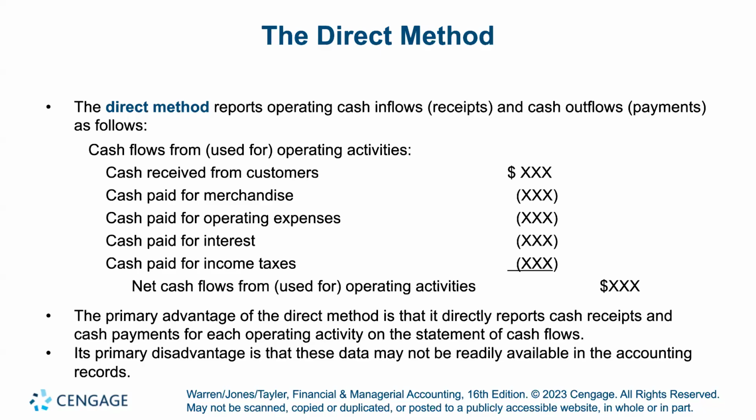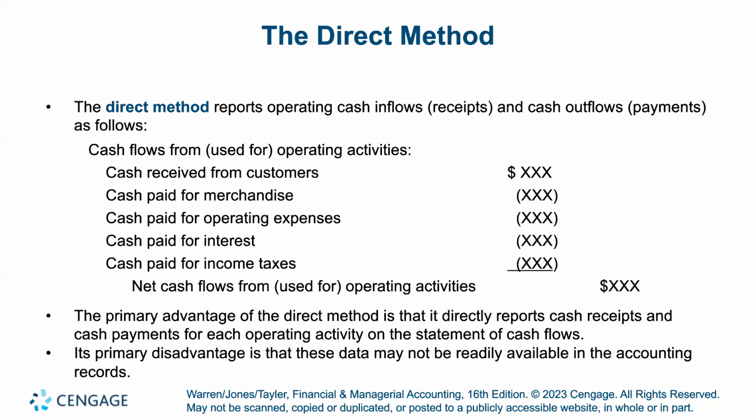So this is why it's called direct. We just list them. Cash we received from our customers, cash we paid for inventory or merchandise, cash paid for operating expenses, cash paid for interest, cash paid for income taxes, net cash flow for operating activities. That to me seems nice and simple, right? And so that's the direct method.